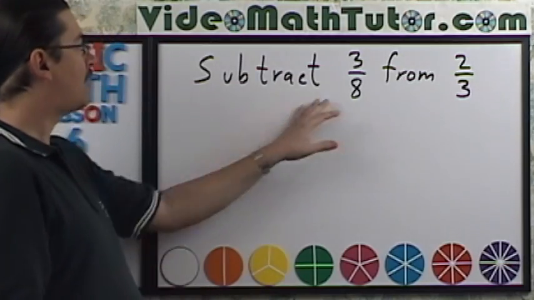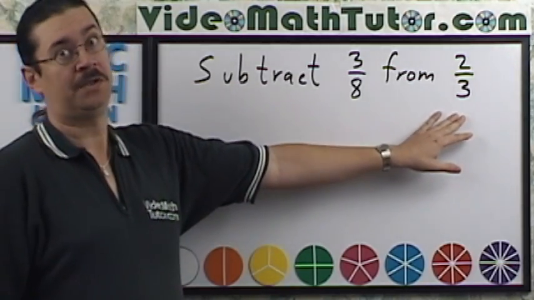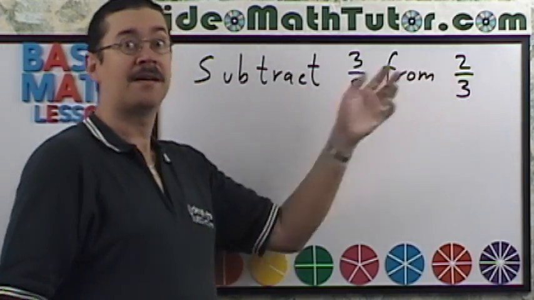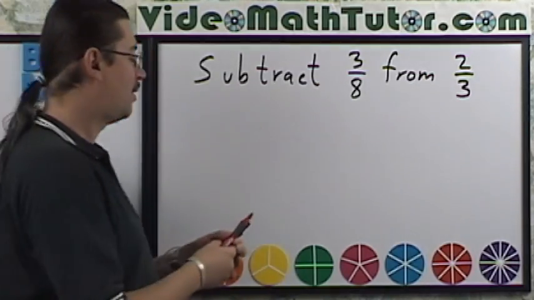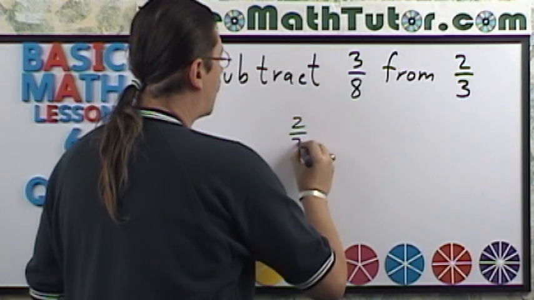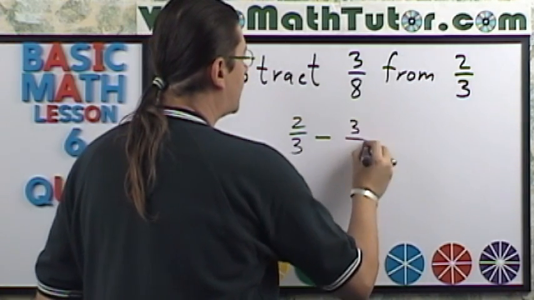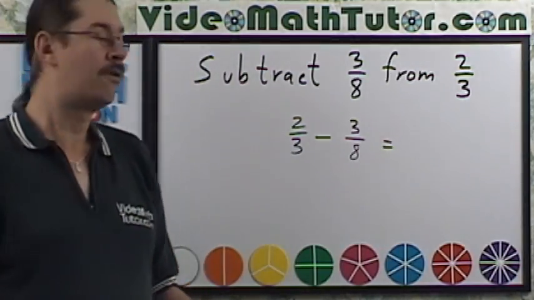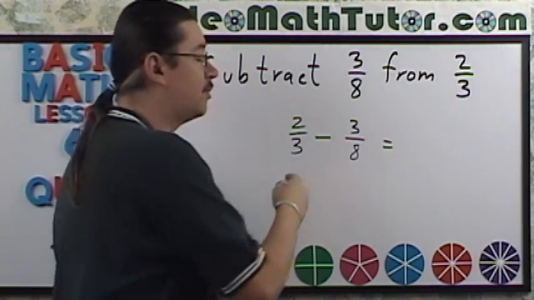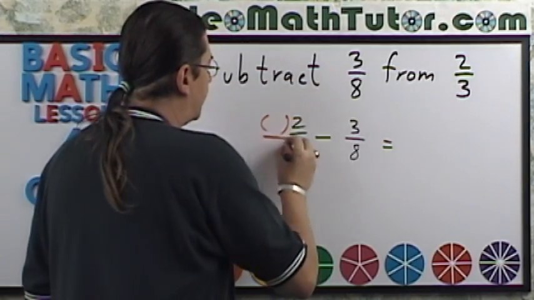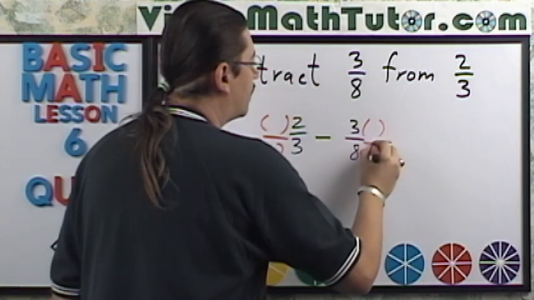Now I want to subtract 3/8 from 2/3. Well, whenever we see something like this, subtract something from something else, they actually switch around, remember? So the first thing I'm going to do is rewrite this as 2/3 minus 3/8. What's your LCD going to be? Well, no 3's fit into 8, so just multiply one by the other. It'll be 24.